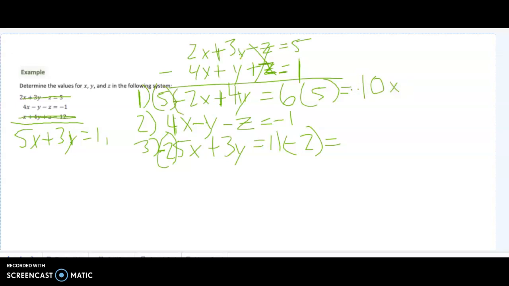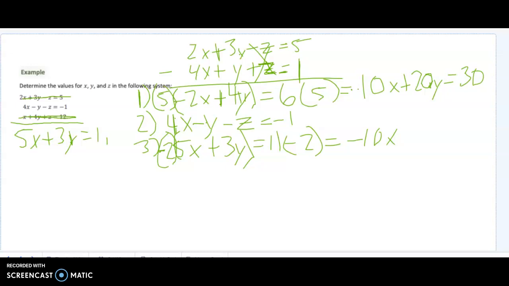And remember, we got to do it by all of it. Okay. Plus 20y equals 30. And this will be negative 10x.